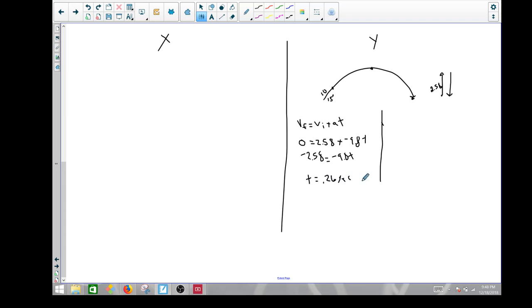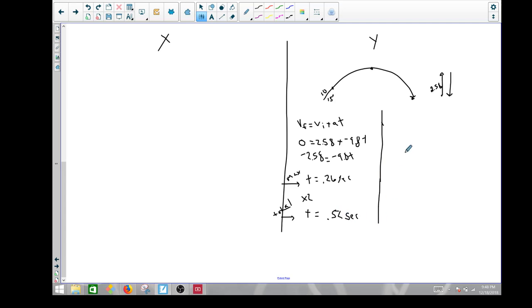A couple of things I might note about this. This is the time for max height. Also, if I double that, I get the total time. So t total is going to be 0.52 seconds. All right, done. I now know my total time in the air.